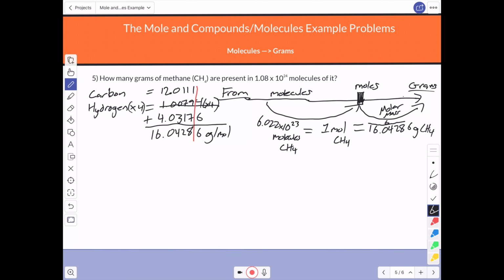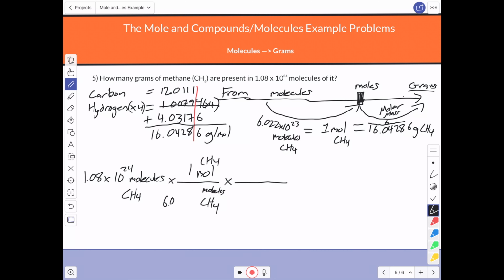So let's go ahead and convert our 1.08 times 10 to the 24 molecules of CH4 to our grams of CH4, which is methane, by the way. It's what's in our Bunsen burners and in most of your gas stoves if you have gas stoves at home. So molecules of methane is on top. That means molecules will be in our denominator. And then 1 mole will go on top for CH4.